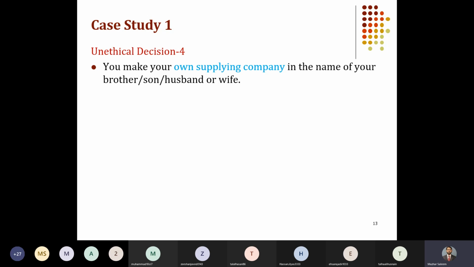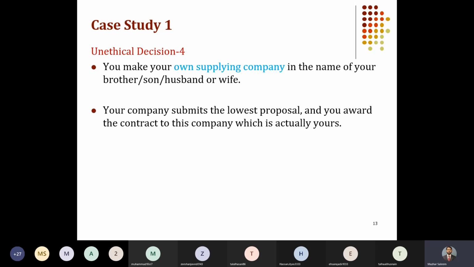And then there is another scenario, fourth situation. You make your own company. You know that the organization that you are working for has to buy equipment several times. So you register your own company. You become a supplier yourself, and you register the company in the name of your brother or son or any other family member. And then you award the contract to your own company because you have all the information, and you manipulate the situation, and you award the contract to your company. And you might be working according to the standards, I mean, the quality of work might be okay, but it is still an unethical decision.